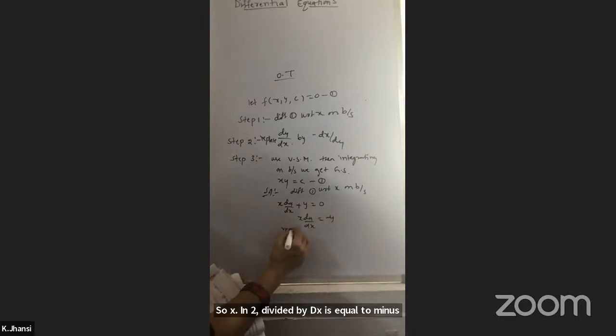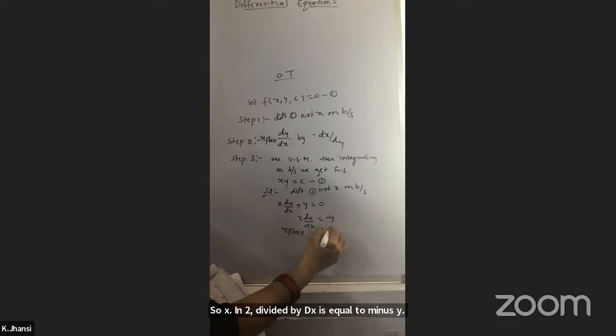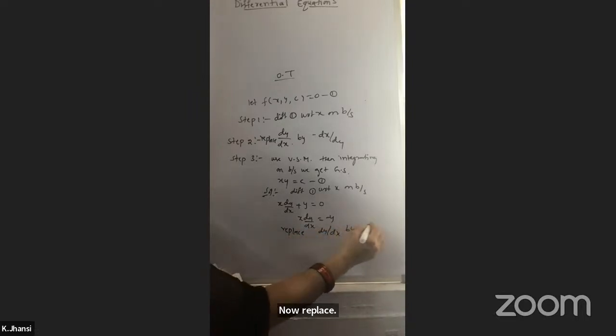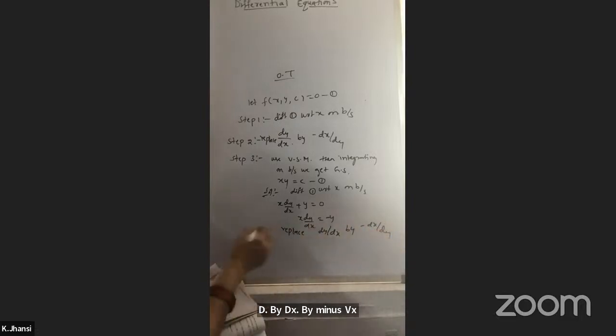Now replace dy by dx by minus dx by dy. So what will happen? Minus x into dx by dy equals minus y.